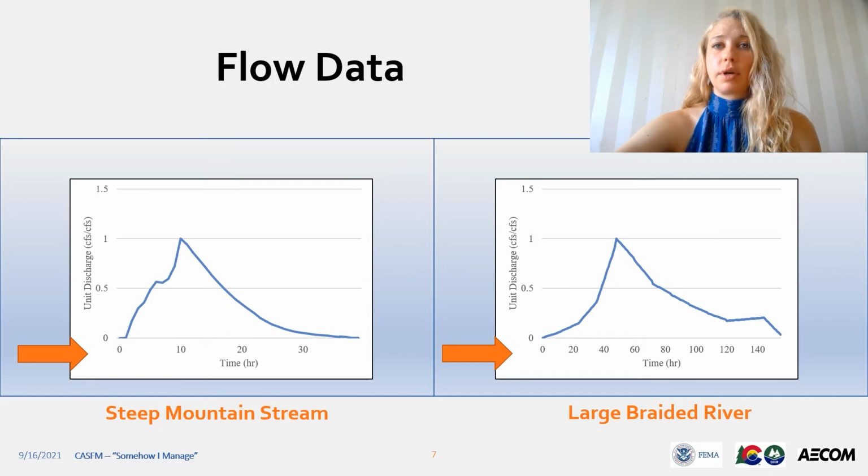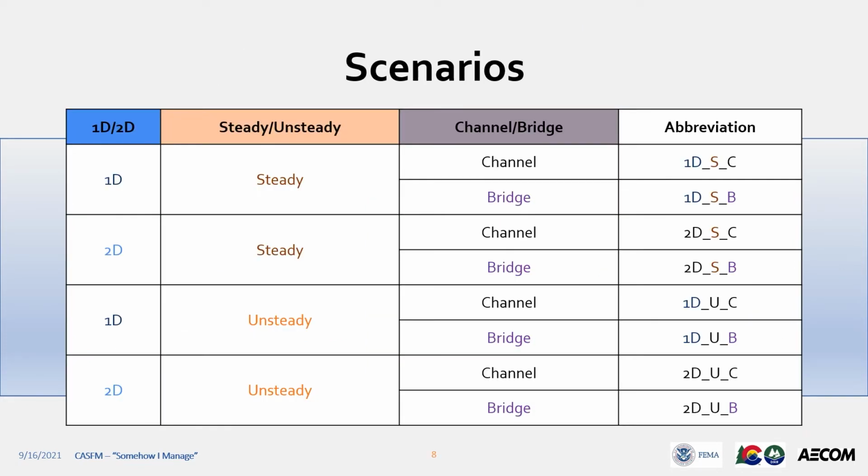These unit hydrographs were calculated either by extracting from an existing HMS model or averaging a number of storms using gauge data. The peak discharge values applied to these unit hydrographs were the regulatory 100-year storms. So for both the steep mountain stream and the large braided river, we had essentially 8 different modeling scenarios. The main variables being whether it was modeled with 1D or 2D, steady or unsteady, and with or without a bridge. Here's a matrix of what each plan name was according to the abbreviations in the right column.